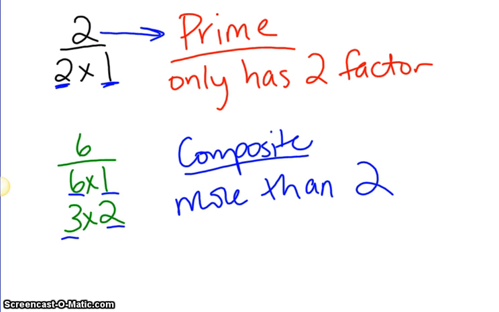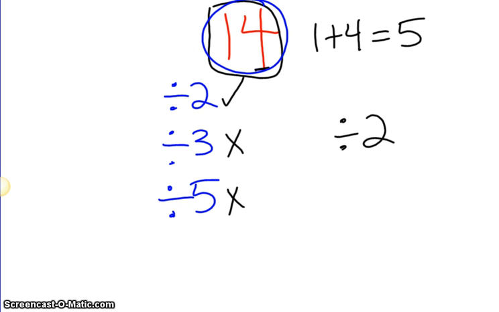And that is more than 2, so 6 would be composite. So a prime number only has 2 factors, and a composite number has more than 2. Now that's where your divisibility rules come into play, because every single number is divisible by 1. So every number already has 2 factors. So when we want to figure out if it has more than 2, we can use our divisibility rules.